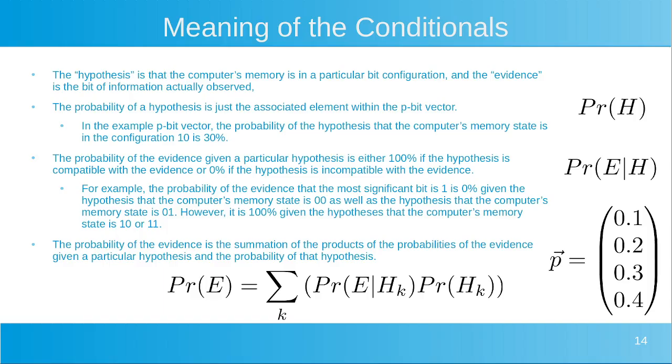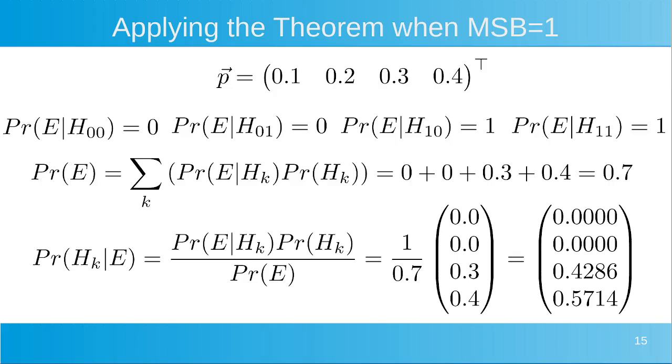The probability of the evidence is the summation of the products of the probabilities of the evidence given a particular hypothesis and the probability of that hypothesis. So now let's actually go through some of the math of applying Bayes' theorem in the case where we measured the most significant bit to have a value of 1 for this p-bit vector.